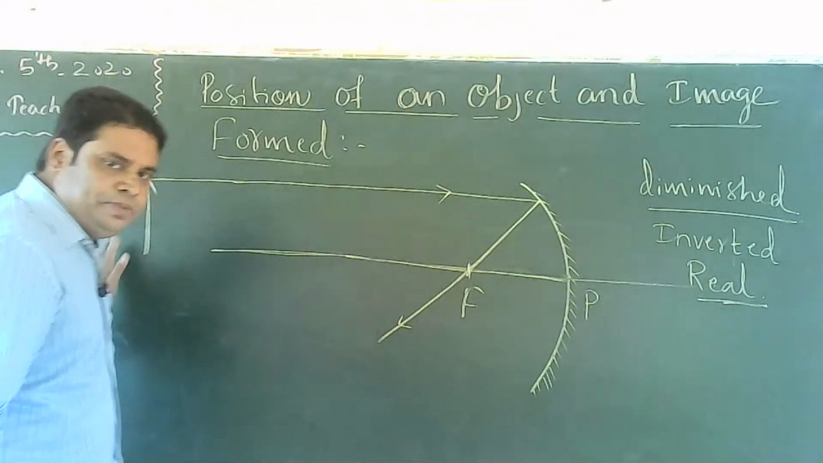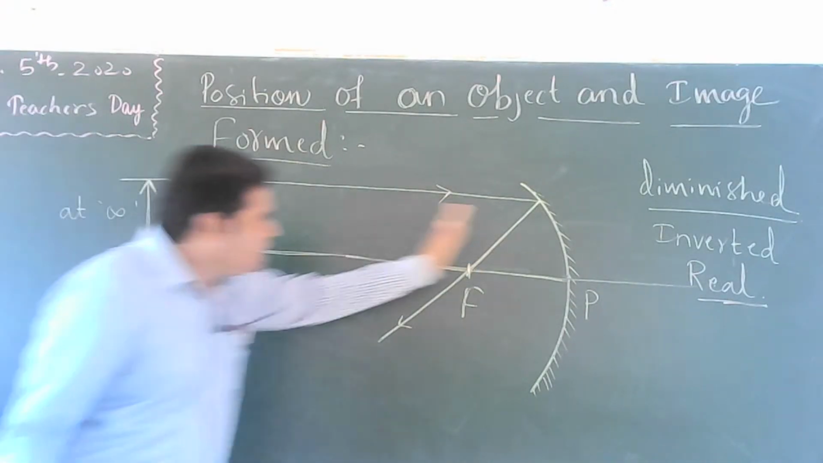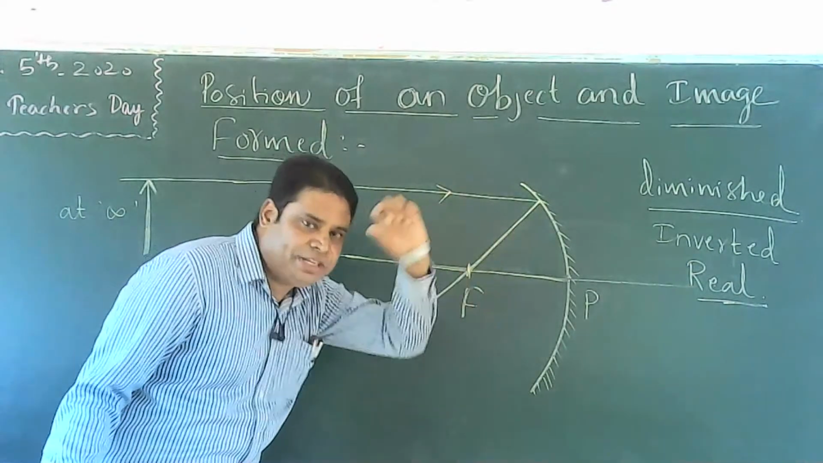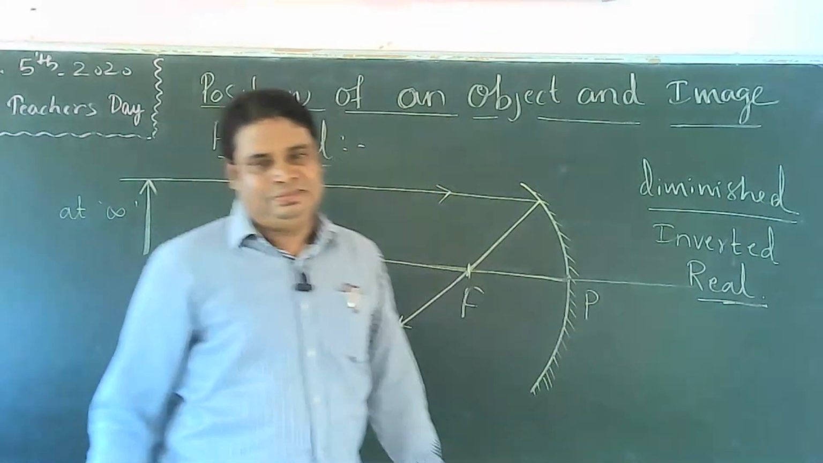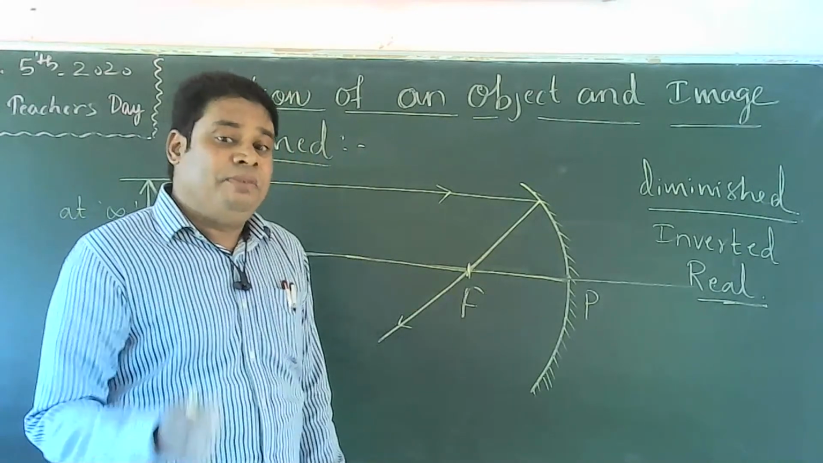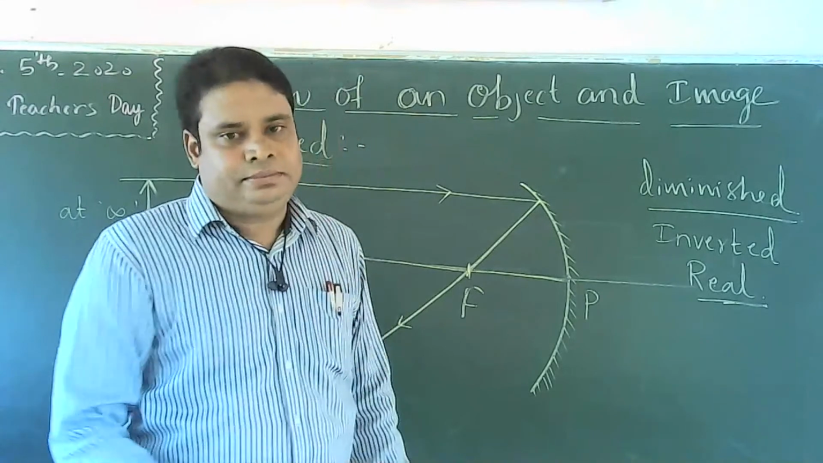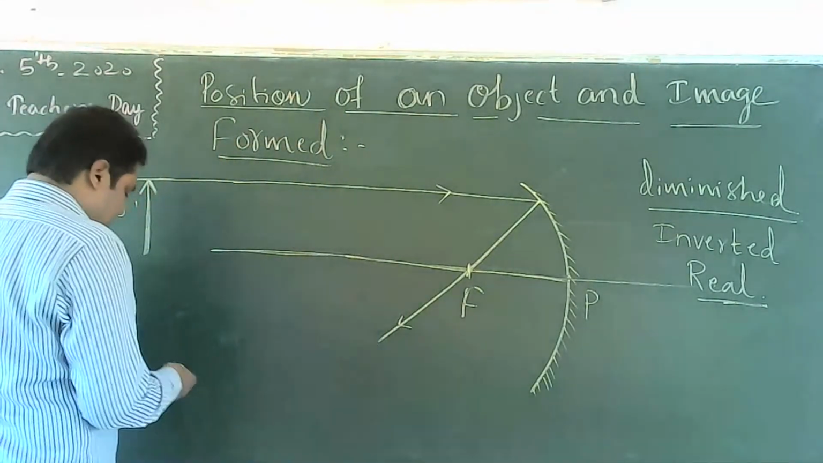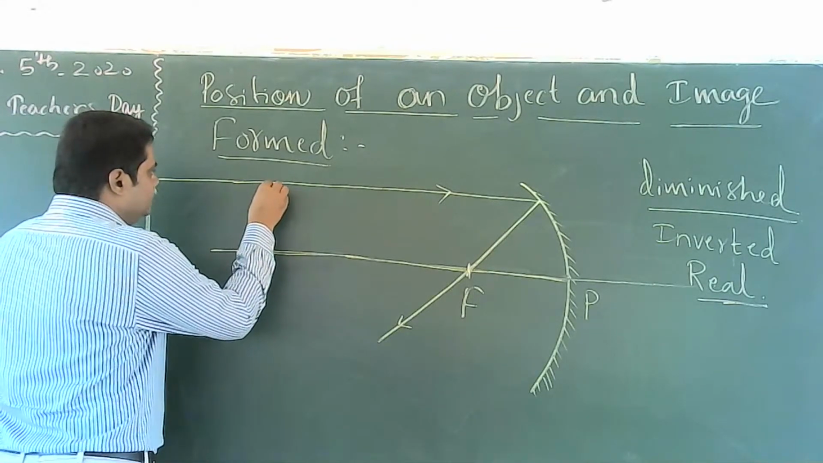Okay, here when the object is placed at infinity, the nature of the image formed is diminished, very small, inverted, upside down, and it's real. Why real? We can catch it on a screen. Next position. Let me draw some idea.